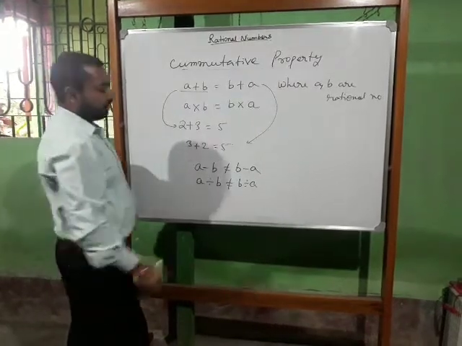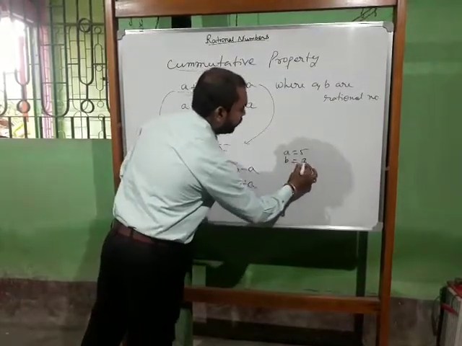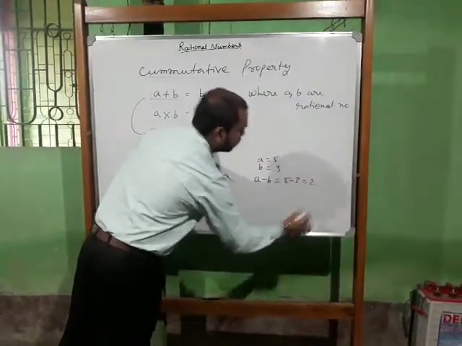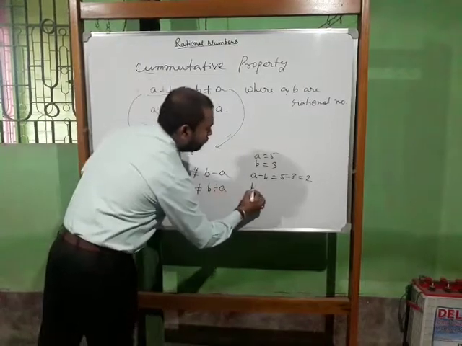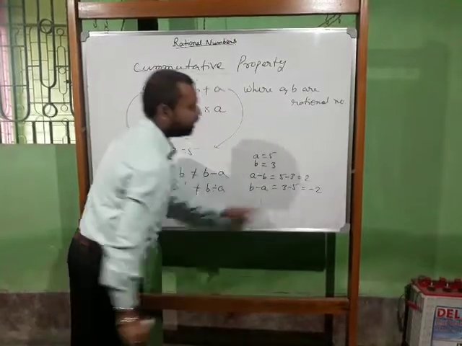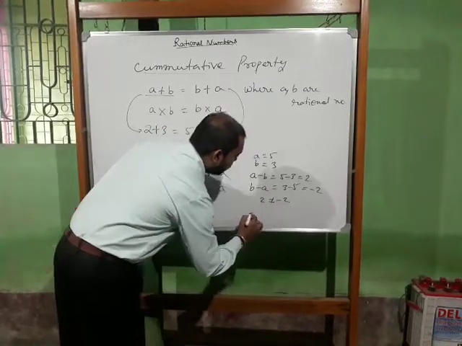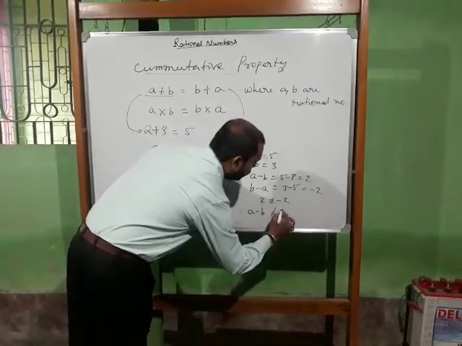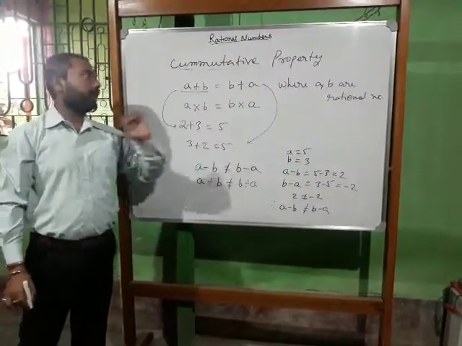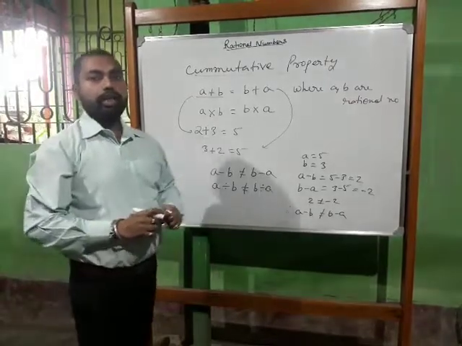Suppose you take the value of A as 5 and the value of B as 3. Then A minus B is 5 minus 3, that means 2. If I do B minus A, it will be 3 minus 5, so it becomes minus 2. Since 2 is not equal to minus 2, we can say A minus B is not equal to B minus A. Similarly, we can prove that A divided by B is not equal to B divided by A. So this is our commutative property. Now we will go to the associative property.